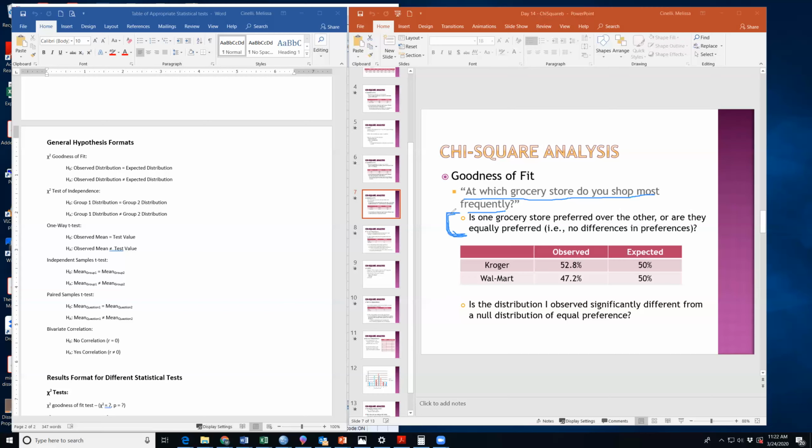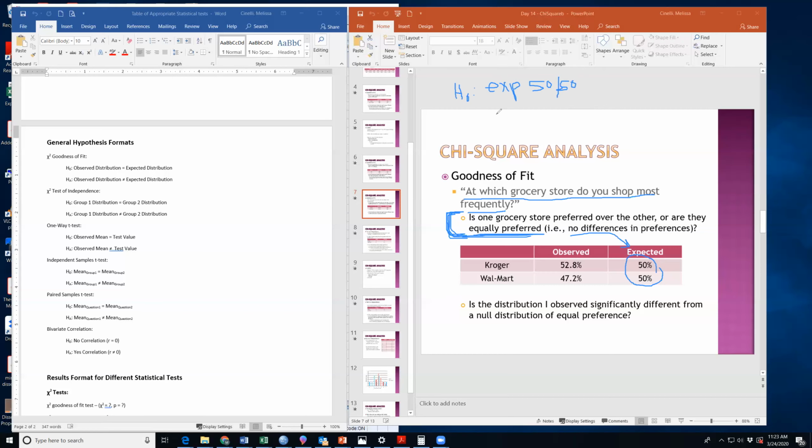All right, here's the research question as it might show up on the data analysis plan. Is one grocery store preferred over the other, or are they equally preferred? All right, meaning there are no differences in students' preferences. All right, if they were equally preferred, then we would expect to see a distribution where both stores were chosen 50% of the time. So what this chi-square goodness of fit test is going to do is it's going to say my null hypothesis is that what I observed is equal to what I expected, and what I expected is 50-50.